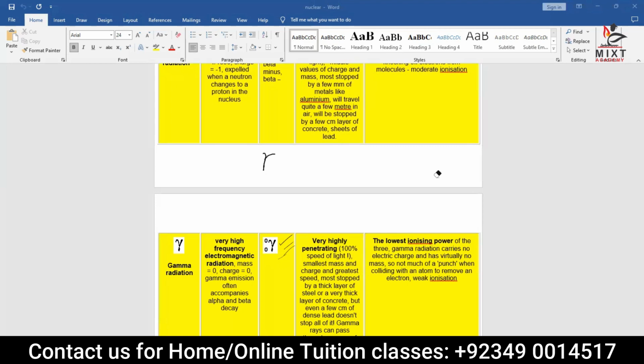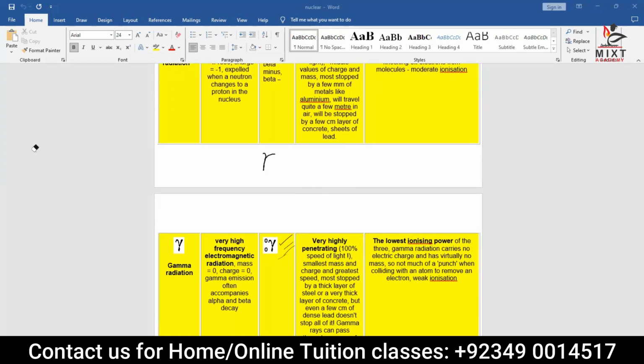The second important thing is what are gamma rays? Remember that gamma rays don't have any charge. They are simply very high frequency electromagnetic radiations. That is the first point for the gamma rays. They are very high frequency electromagnetic radiation with mass and charge equal to 0. Please write it down.